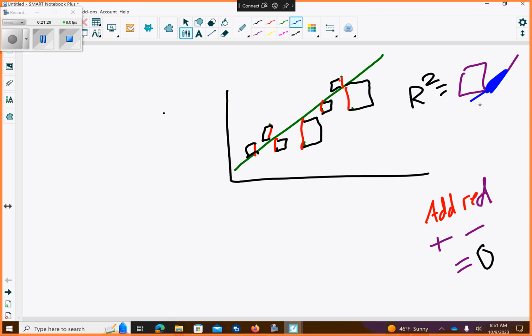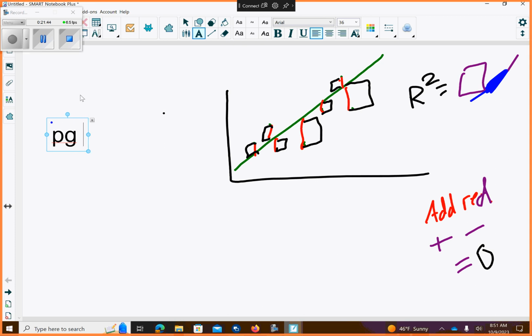I probably won't teach 2.8. No, I'm not going to do 2.8. So I'll do 2.8 after we get back. So page 147. Page 147 and 148 is for next time. Deal?